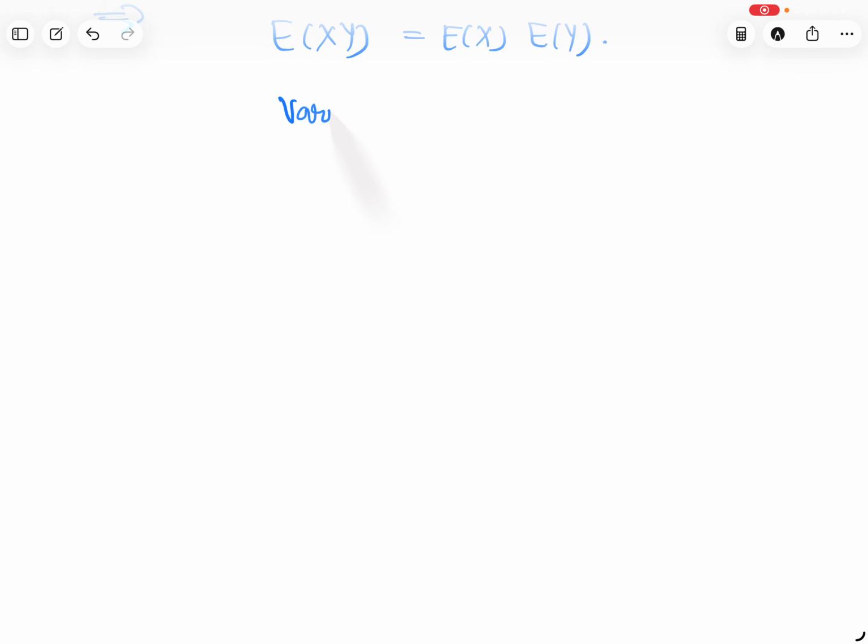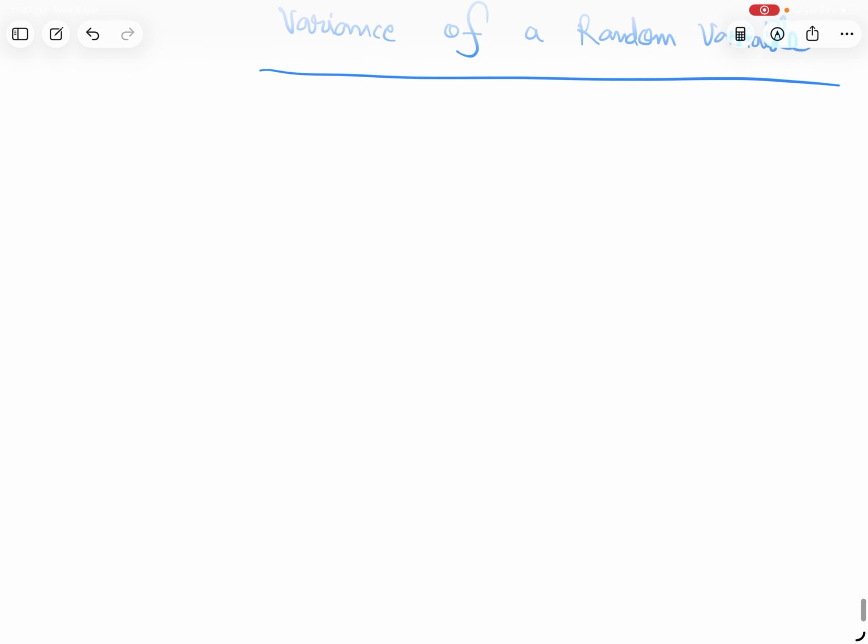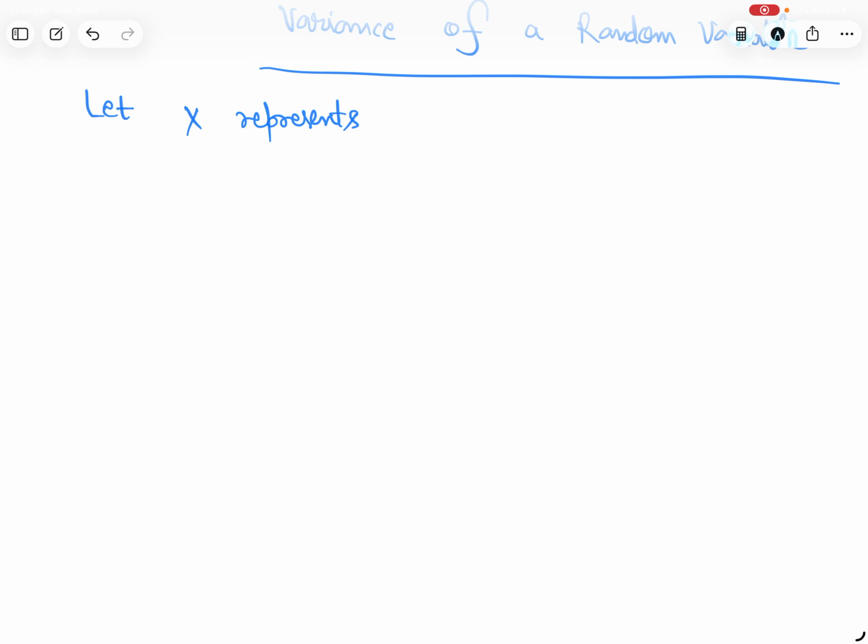Now the next topic is variance of a random variable. Variance of a random variable. Okay. Let x be a random variable. The variance of x is defined as, how is it defined?